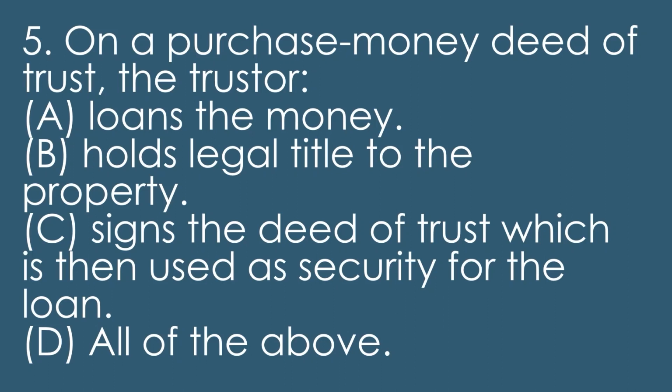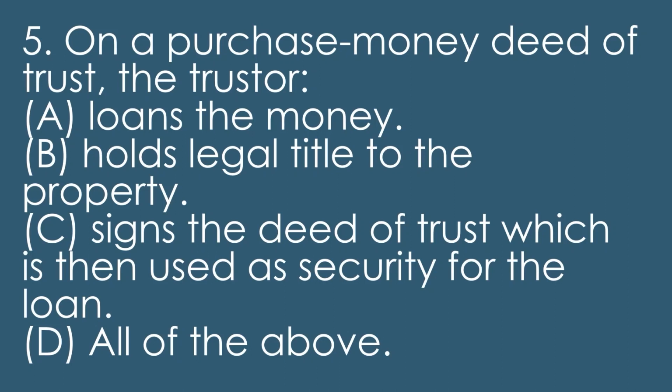So what does the trustor do on a purchase money deed of trust? Well, let's look at the answer options. A, loans the money? No, the beneficiary is the lender. So that would not be correct. B, holds legal title to the property? No, remember, when we've talked about a deed of trust, the bare naked legal title is given to the trustee. So the trustee is the one that has the power of sale and the ability to foreclose on the property. So that would not be correct.